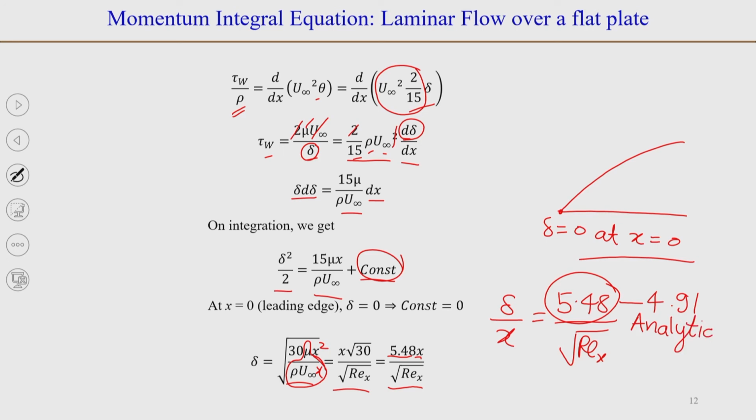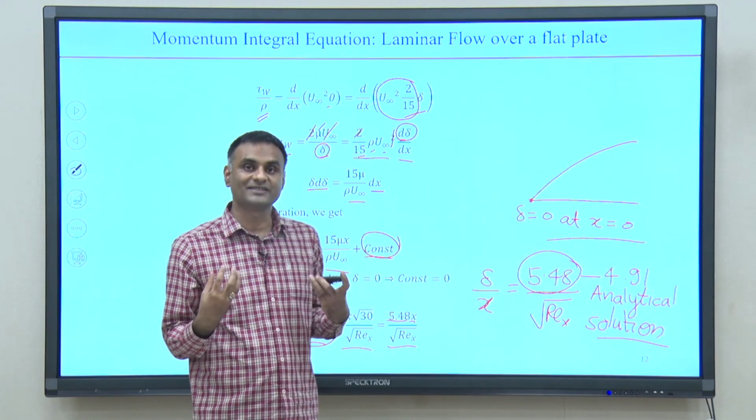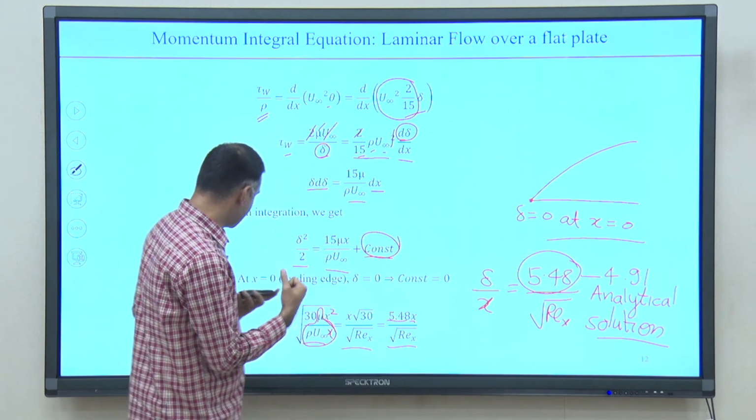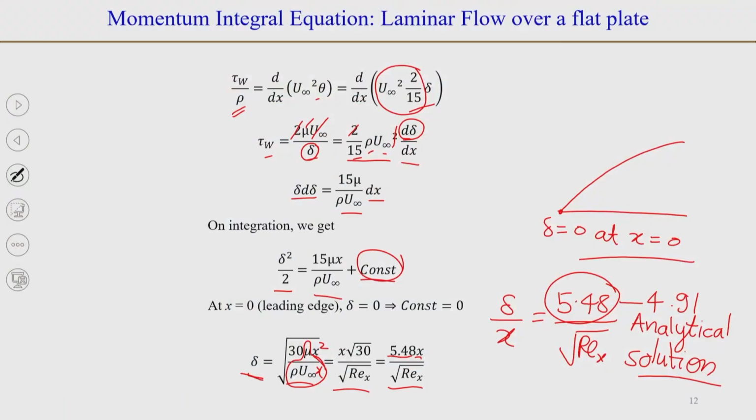So, we are not too far off, and the assumption that we made here is that the velocity profile in the boundary layer is parabolic. Okay. So, if you can make an educated guess about the profile in the boundary layer, you can use this methodology to find the boundary layer thickness as a function of x. Now, we have found the boundary layer thickness, we can also use this to find tau w.